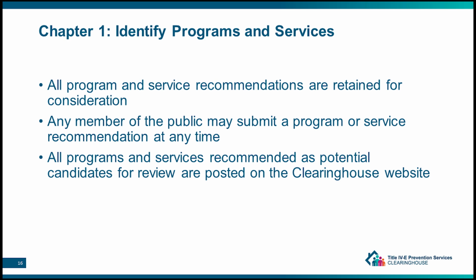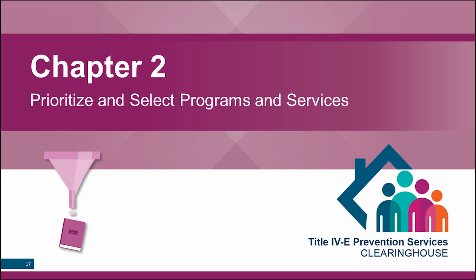Revisions in Chapter 1 also clarify that any member of the public may submit a program or service recommendation at any time to the Clearinghouse via email, and that suggested information to include as part of a program or service recommendation can be found on the FAQ section of the Clearinghouse website. Additionally, Chapter 1 now indicates that all programs and services recommended as potential candidates for review are posted on the Clearinghouse website. Chapter 2 is Prioritize and Select Programs and Services.